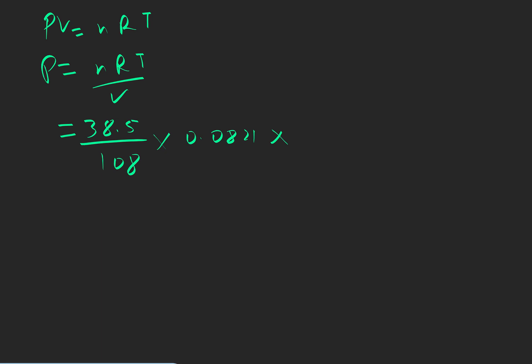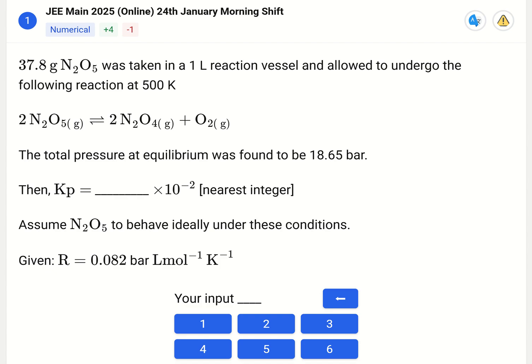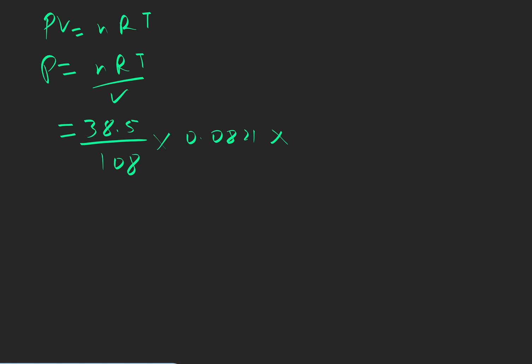Now we know PV is equal to nRT or P is equal to nRT upon V. Number of mole is 37.8 divided by N2O5. Nitrogen N2 is 28, 16 5s are 80, 108, into 0.0821 into what is the temperature mentioned here? 500 Kelvin divided by volume is 1 liter. For this calculation I am using calculator so that I should not take much time. So solving all these things, I have got P is equal to 14.35.